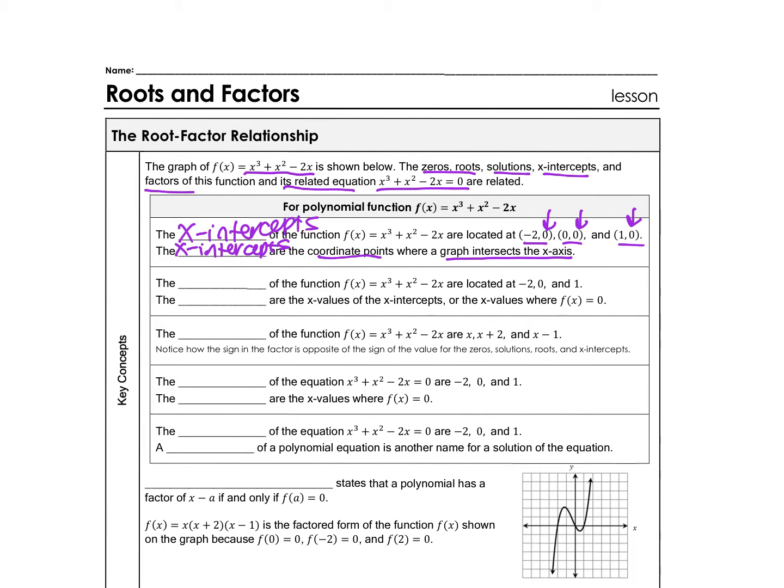Okay, so then it says the blank of a function, there's your equation, are located at -2, 0, and 1. Notice those are just the x values of what we were just looking at at the top. So if you look here, it's just the x values. Those are called zeros, which is where it crosses the x-axis again. So it says the blank are the x values of the x-intercepts, or the x values where f of x equals 0, which means y equals 0. So that's zeros.